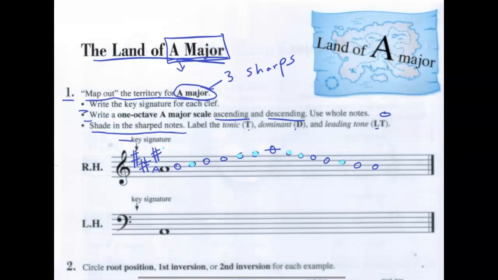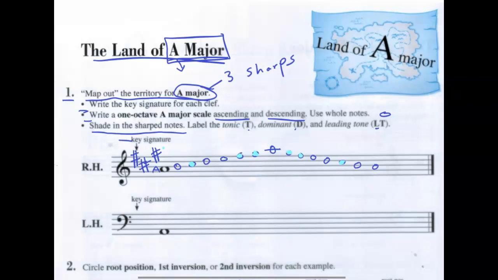So when you're playing on the keyboard, you have to play these notes on black keys. Okay. C sharp, F sharp, G sharp, A. And then G sharp, F sharp, E, D, C sharp, B, A.